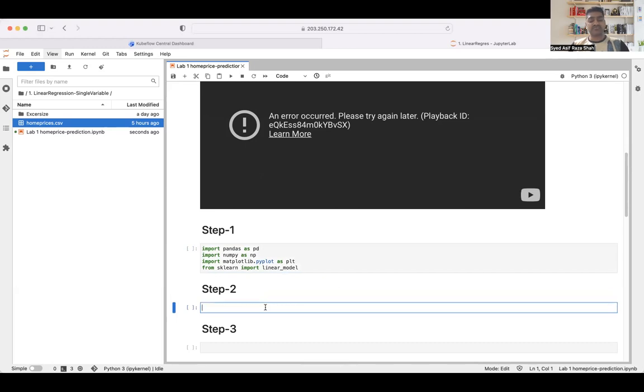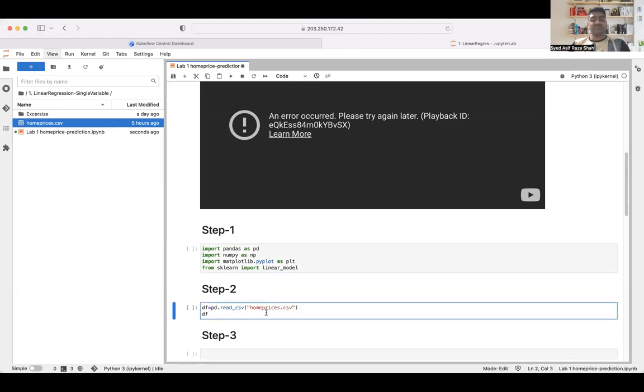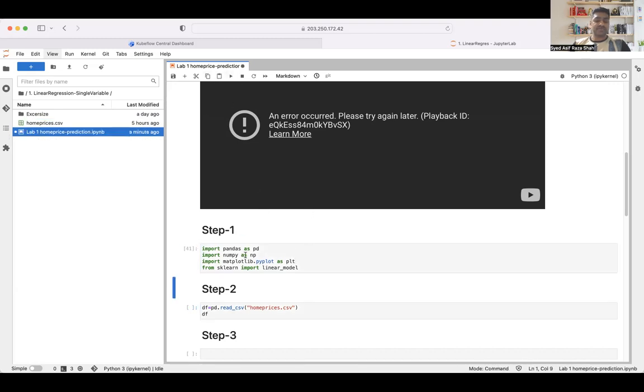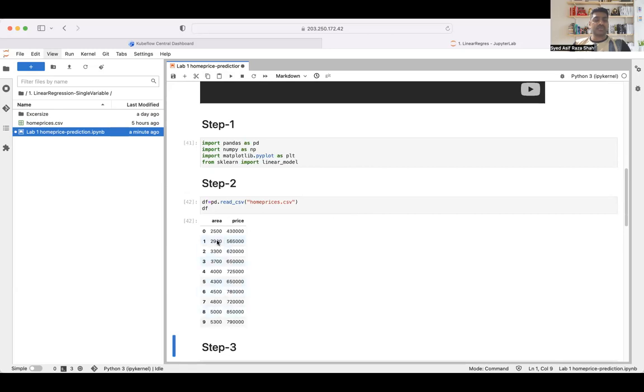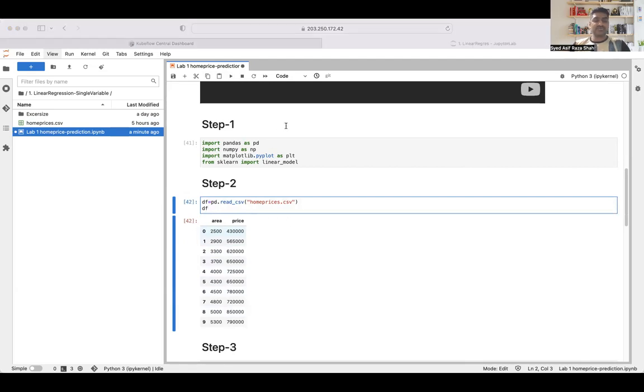In the second step, we have to create the data set. We have to import the data set, and we have to create the data frames. By using Pandas, we are reading the CSV file that's available here, as I showed you before. So we are going to create the data frame here, and first we have to run this. After running this, you import the CSV file, and you can see your data is imported here in the data frame.